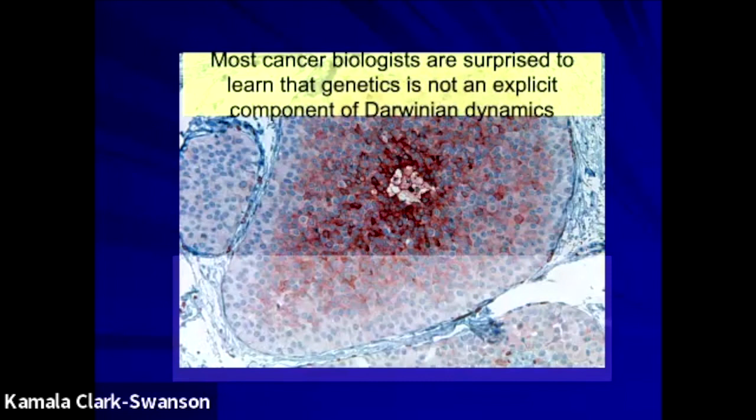Cancer biologists tend to think about cancer as a genetic process, a mutation process. But actually Darwin didn't know anything about genetics. He didn't know anything about any of this. He only required a mechanism of inheritance. And so while mutations can provide the mechanism of inheritance, so can epigenetic changes, and so can niche construction, which provides an ecological inheritance.